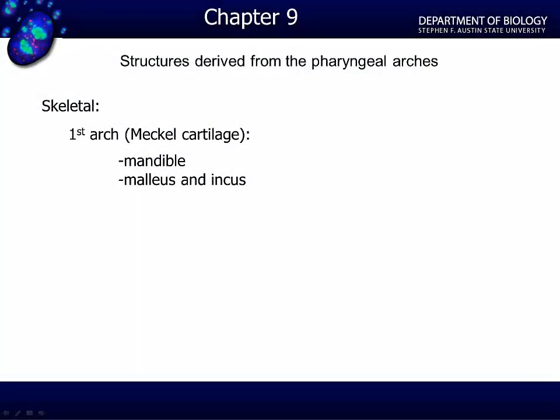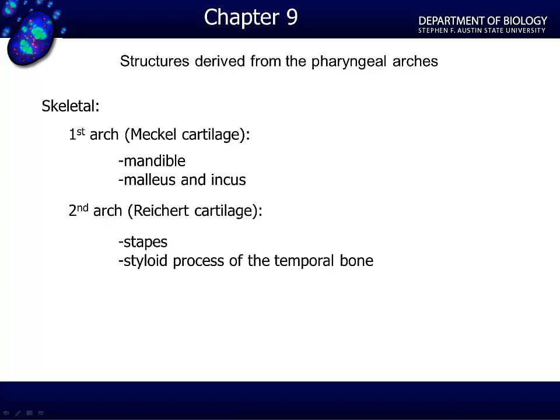Now let's begin to look at the structures that are derivatives of our pharyngeal arches. We're going to start with the arches and we'll work through the grooves and the pouches and the membranes. So in the first arch, our skeletal structures, and this is sort of old classical comparative anatomical terms, we refer to the first arch as Meckel's cartilage. This is from the shark. And in the first arch, certainly we're going to have the maxilla, but we're going to have the mandible as well, but also derived from that we have the malleus and the incus. These are two of the small bones in our inner ear.